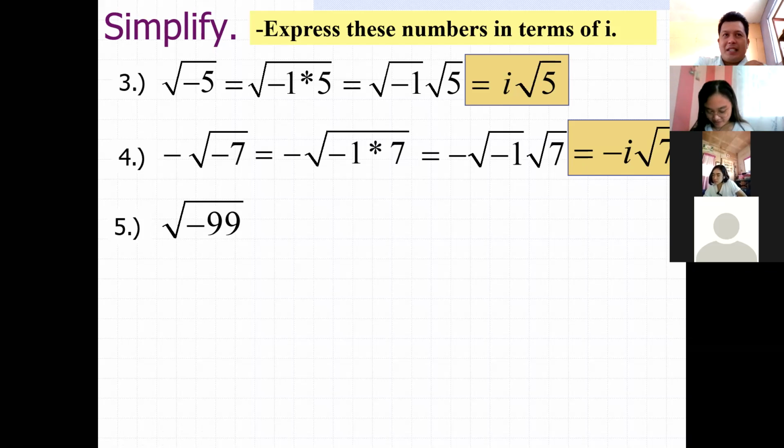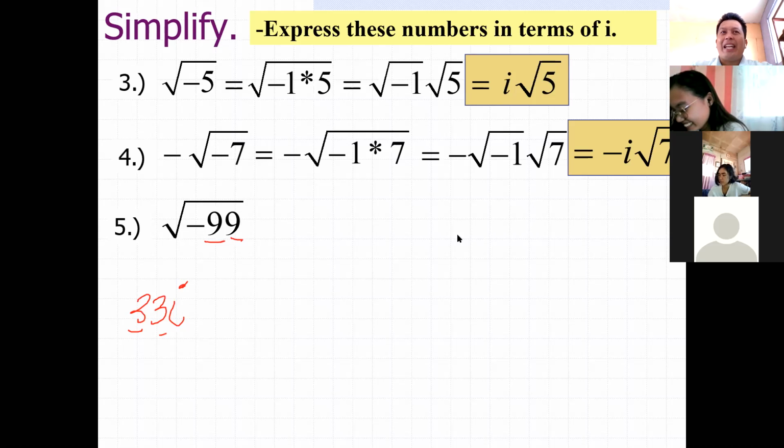Okay, look at the problem, class. Thank you, Catherine, for giving me an answer. But let's analyze it. The answer of Catherine is 33i. Please bear in mind that you don't just get the square root of 9, which is 3. Grade 9 na ka, Catherine, you're not supposed to do that. Instead, find a perfect square number which is a factor of 99. 99 is not a perfect square number, but 100 is, and the square root of 100 is just 10. So something is wrong in your solution. Would you like to redeem yourself, Catherine?